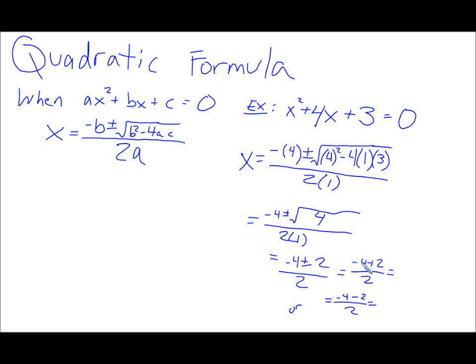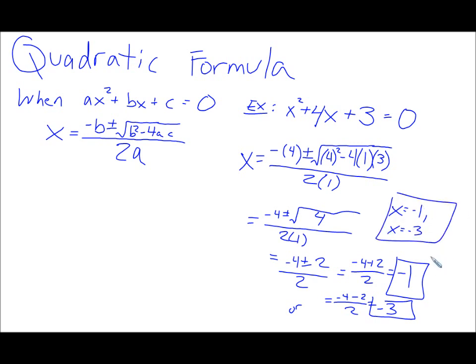Let's see. Negative 4 plus 2 is negative 2. Negative 2 divided by 2 is negative 1. Negative 4 minus 2 on top is negative 6. Negative 6 divided by 2 is negative 3. And those are your two solutions. You say x equals negative 1 or x could equal negative 3. Either one. Both of those would work.